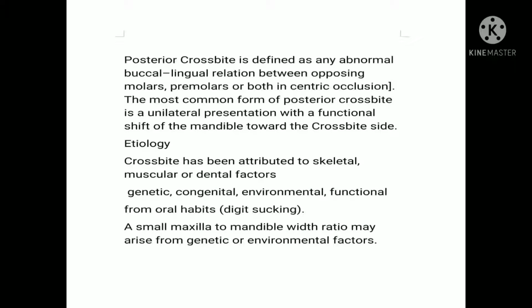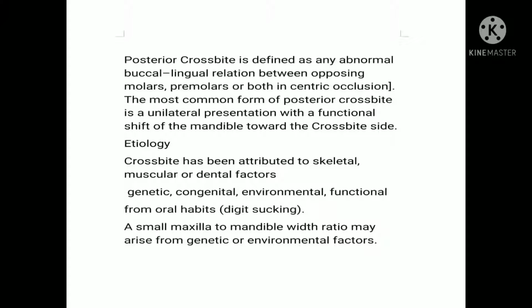So what is posterior crossbite? Posterior crossbite is defined as any abnormal buccolingual relation between opposing molars, premolars, or both in centric occlusion. It can involve the molars, premolars, or both. The most common form of posterior crossbite is a unilateral presentation with a functional shift of the mandible towards the crossbite side. So the mandible will shift towards the crossbite side.